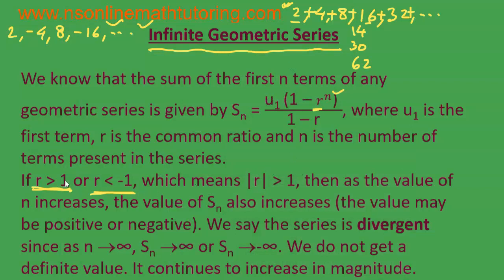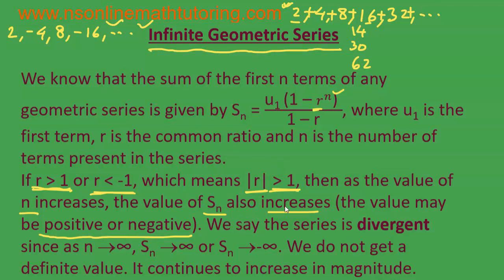So when r is greater than 1 or when r is less than negative 1, that means when the absolute value of r is greater than 1. Negative 2, what is the absolute value of negative 2? It is positive 2. Positive 2 is of course greater than 1. Then as the value of n increases, the value of Sn also increases. We have seen that. The value may be positive or negative. I have shown you that we are getting both positive infinity and negative infinity.